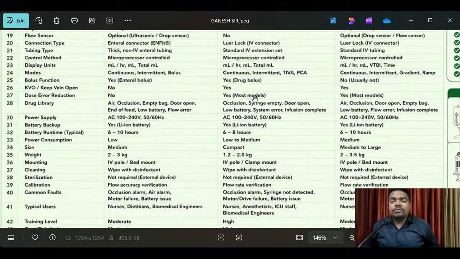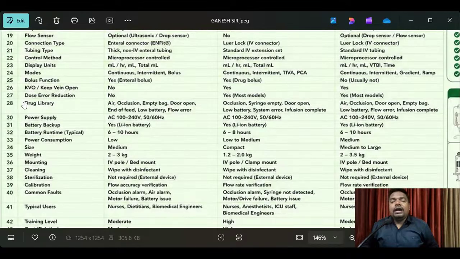Next, when it comes to the syringe pump, see here, yes, most models have it, and in the infusion pump, yes, most models have it available. But not every model may have dose error reduction, because it depends on the make, model, and manufacturer. They manufacture based on their principles, depending on their companies. Try to catch it and learn all these things.